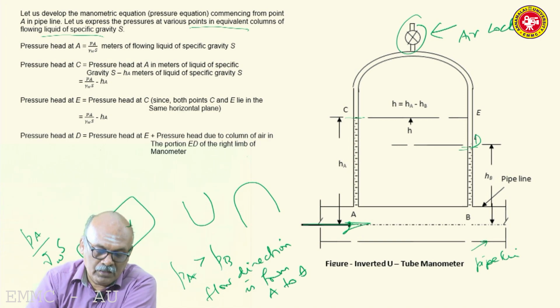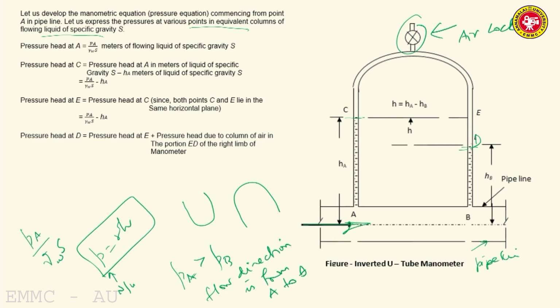So we know the fundamental pressure equation is P is equal to gamma H. This is the general expression. So P is the pressure intensity in Newton per meter square. Gamma is the specific weight of the flowing liquid, say in Newton per meter cube, and H is the pressure head, equivalent pressure head in equivalent column of the liquid of specific weight gamma. So what is H? H is equal to P by gamma. So PA is the pressure intensity at A, Newton per meter square. Gamma is the specific weight of liquid that is flowing in the pipeline, which can be expressed as gamma W into S, where gamma W is the specific weight of water and S is the specific gravity of the flowing liquid. So PA by gamma WS, meters of flowing liquid of specific gravity S.